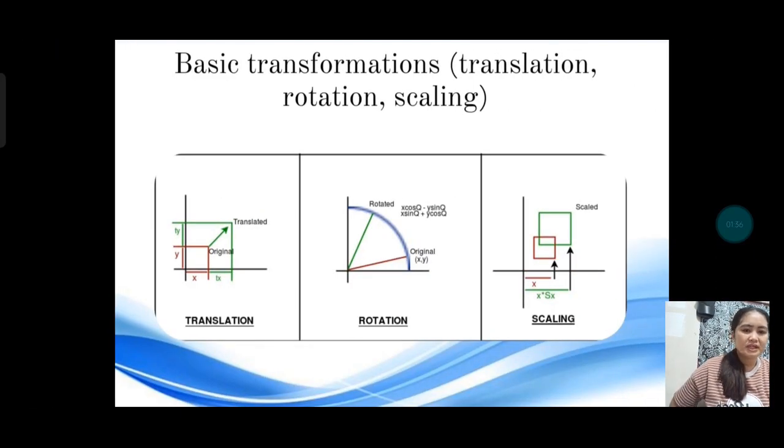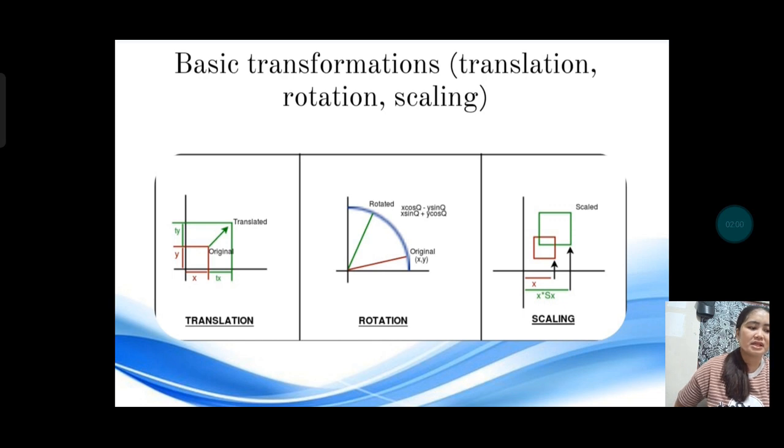So, this is the example, the translation. The translation involves moving an object from one place to another without changing its size or orientation. Each point of the object is shifted by a specified distance and in a specified direction.